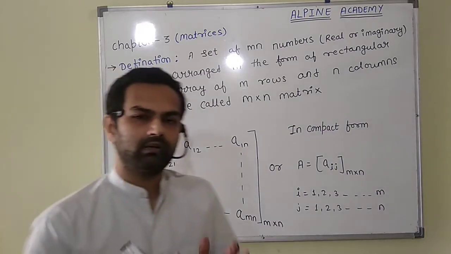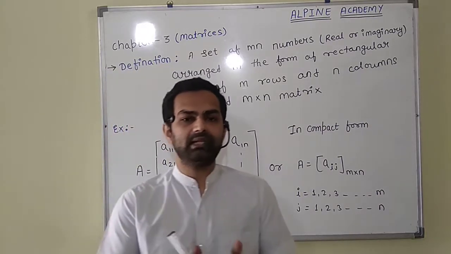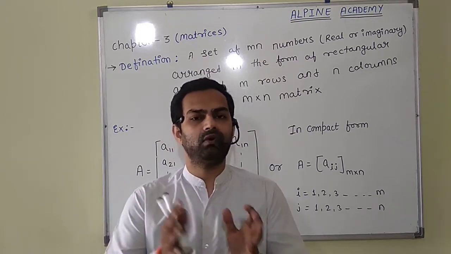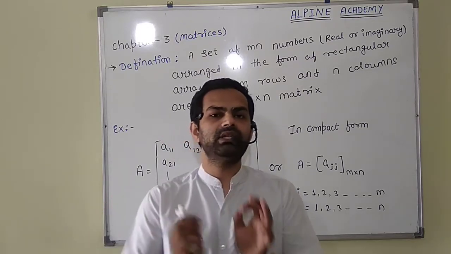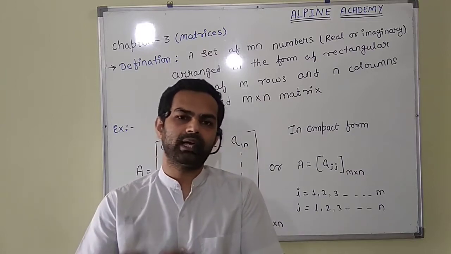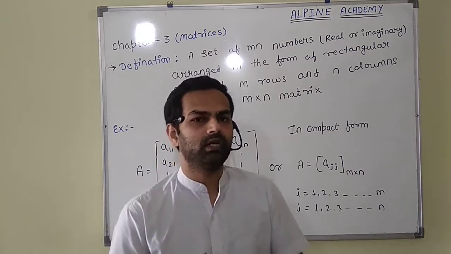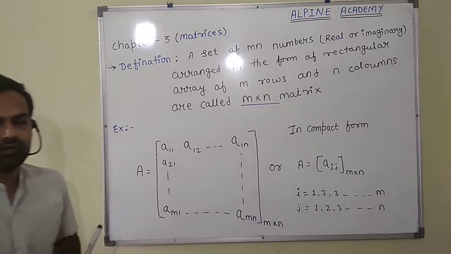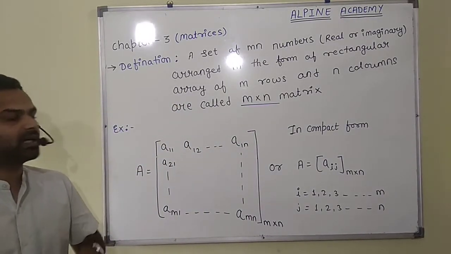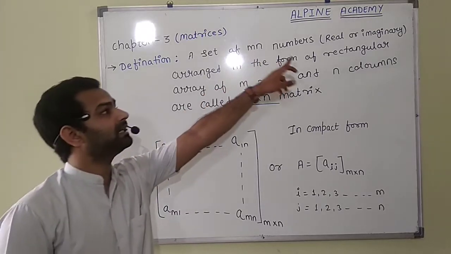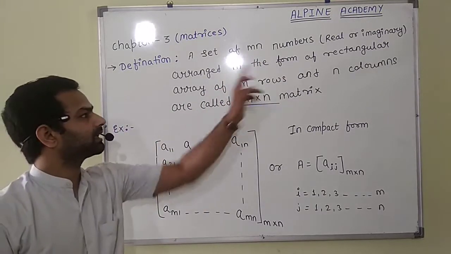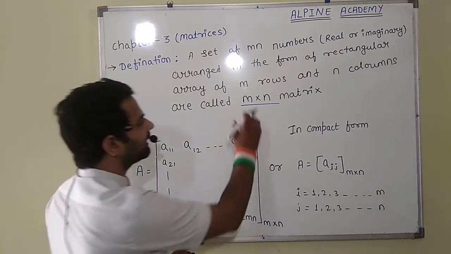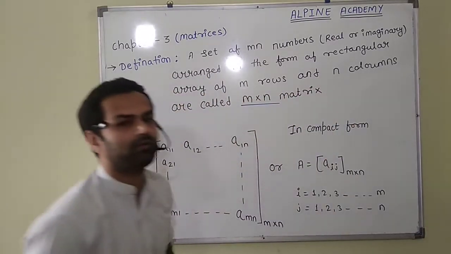So what is matrix? Matrix is a set of mn number of elements arranged in the form of a rectangular array which contains m number of rows and n number of columns. So we can call this an m cross n matrix. So matrix में basically होता क्या है, हमारे पास mn number of elements है जिनको हमने अरेंज कर रखा है rectangular array के form में, and this rectangular array contains m number of rows and n number of columns.